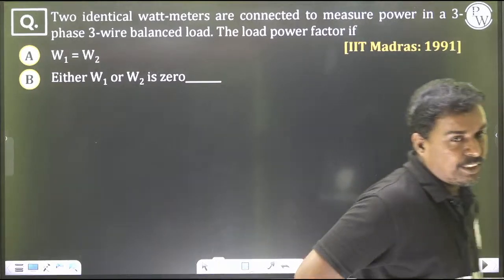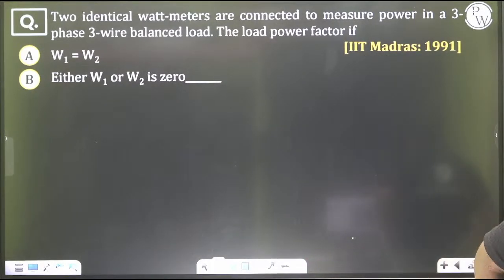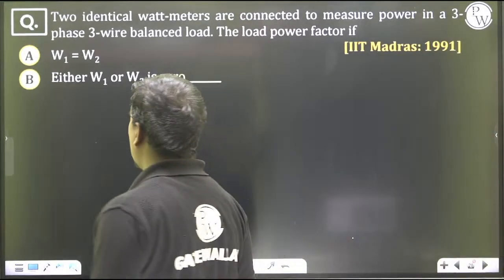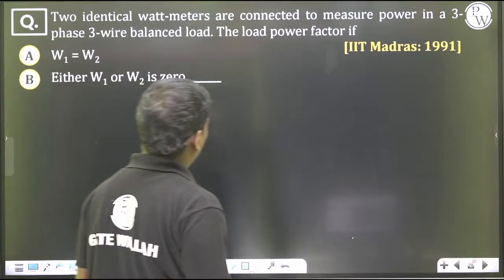This is an IIT Madras 1992 question. Two identical wattmeters are connected to measure three-phase power. Find the load power factor if W1 is equal to W2, or either W1 or W2 is equal to 0.